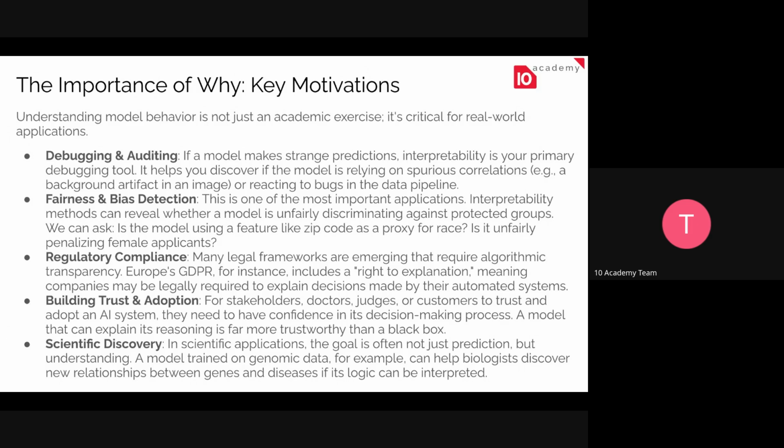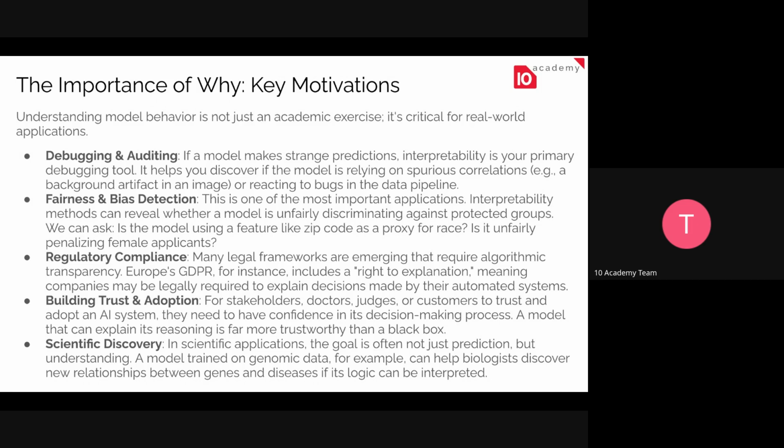Regulatory compliance. As I think tried to explain earlier, there are rules and legal frameworks in Europe for algorithmic transparency. For instance, it includes a right to explanation, which means companies may be legally required to explain the decisions made by their automated systems.